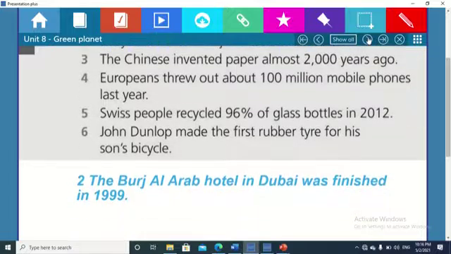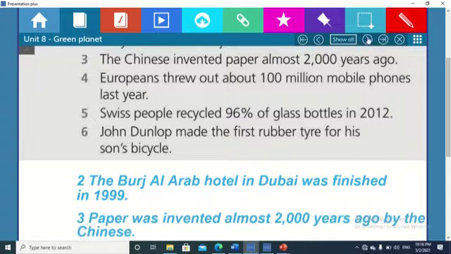What about 3? The Chinese invented paper almost 2,000 years ago. We have the doer of the action, the Chinese. Here's the verb in the past, and here's the object. And here's the completion of the sentence. So here's 1, 2, 3. We said that we start with the object, paper, instead of invented, was invented, because of course paper is uncountable, almost 2,000 years ago by the Chinese.